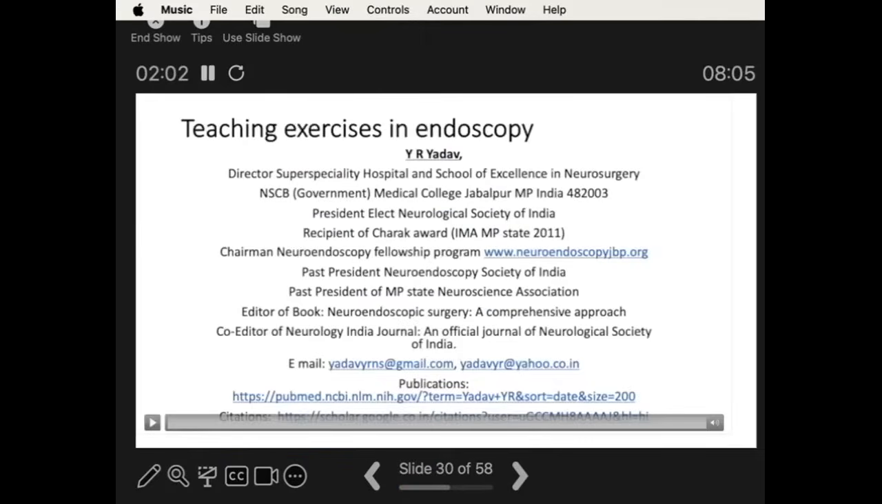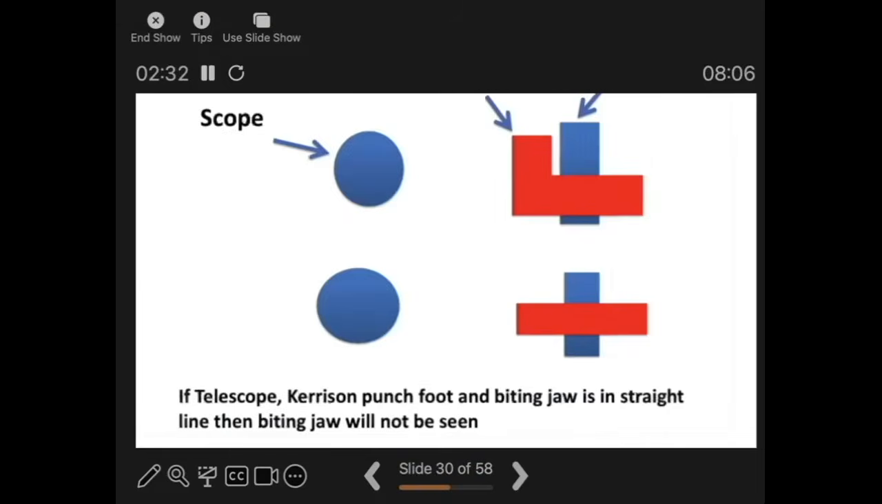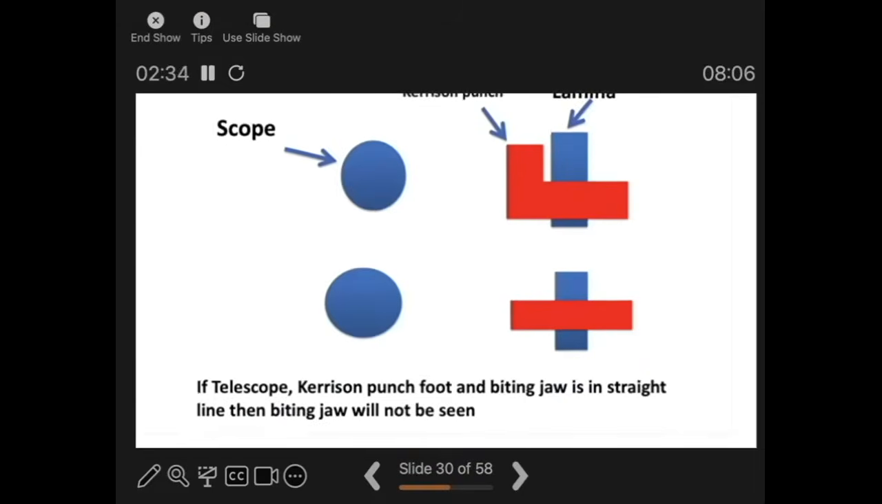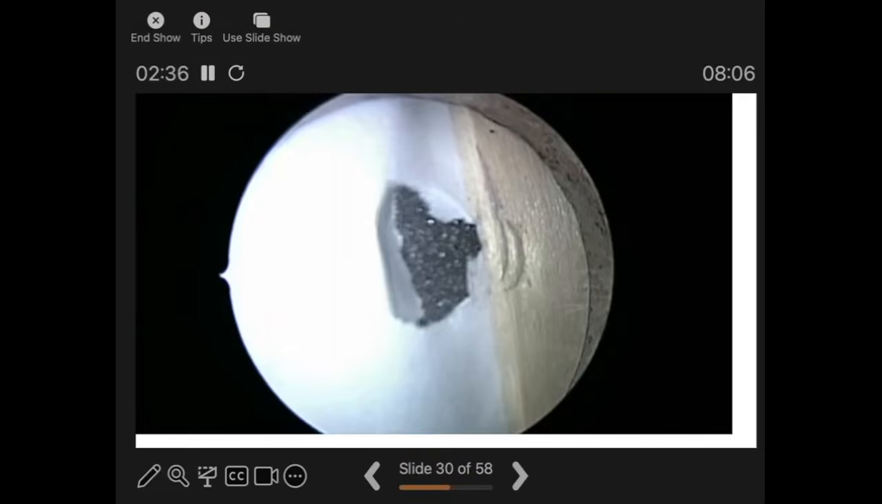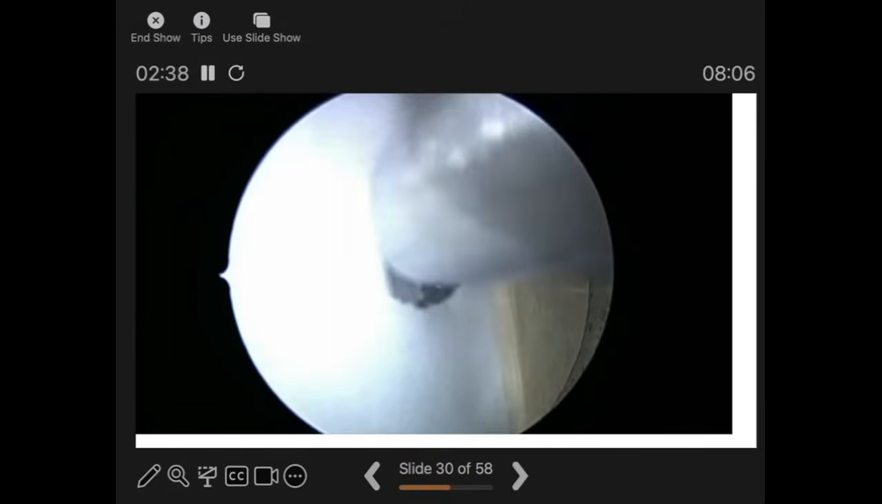This is the teaching video demonstrating the effect of triangulation, emphasizing the correct use of triangular rather than straight arrangement. It also illustrates proper handling of Carison punch, the forceps with two jaws, and correct placement of patties on the bleeding point. This is the teaching video, the Carison punch, triangular versus straight arrangement.